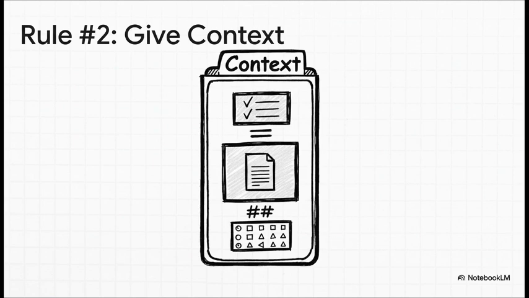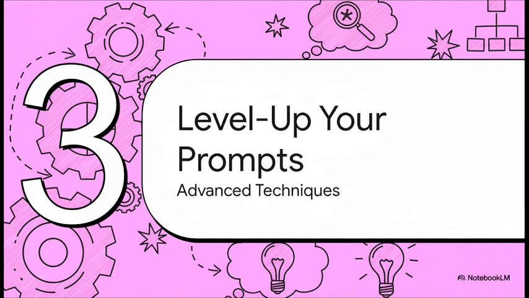And rule number two, give the AI all the context it needs to succeed. You have to remember, it doesn't know what you know. You have to give it the source material. And a pro tip, use things called delimiters, like triple backticks or hashtags. Think of them like fences that clearly mark off different parts of your prompt. It's like telling the AI, okay, this part is my instructions, and this part is the text you need to work on.